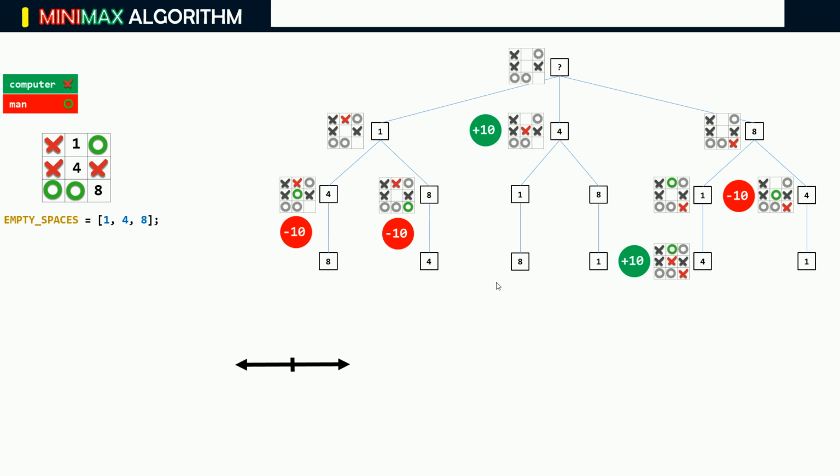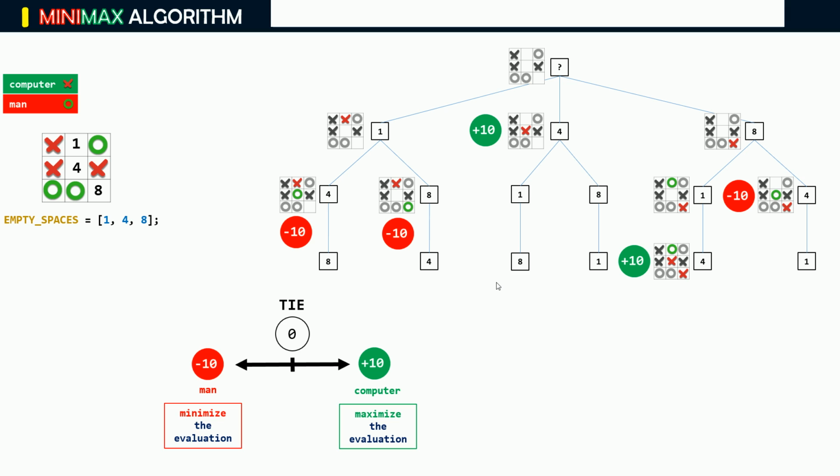So positive numbers will favor the computer, negative numbers will favor the man, and 0 will favor none. So we are seeing here that the computer is maximizing the evaluation and the man is minimizing the evaluation. That's why we call this the minimax algorithm, because we have a maximizer and a minimizer. Let's see how this algorithm works with an example.